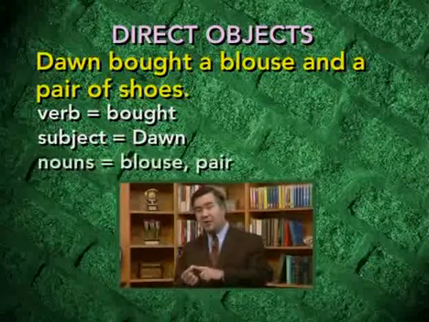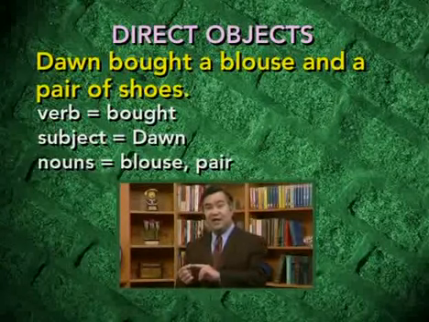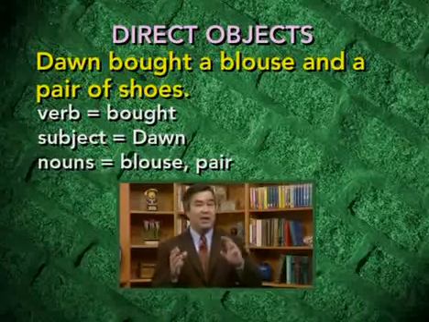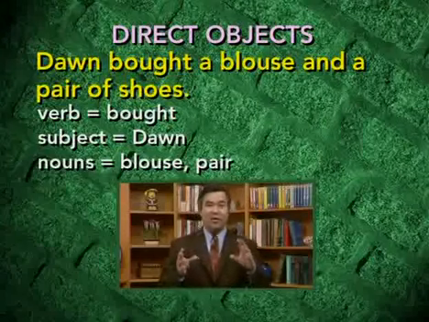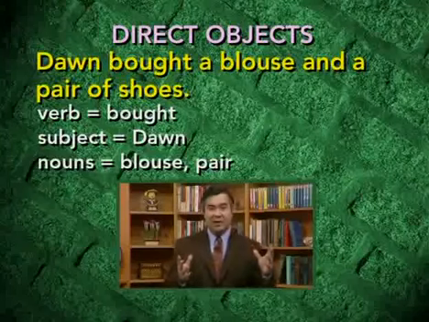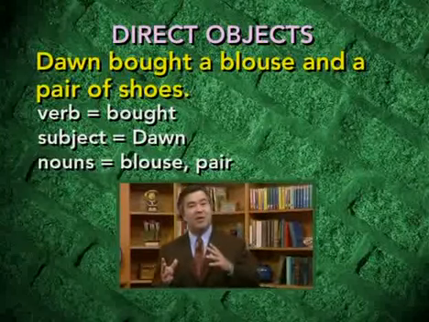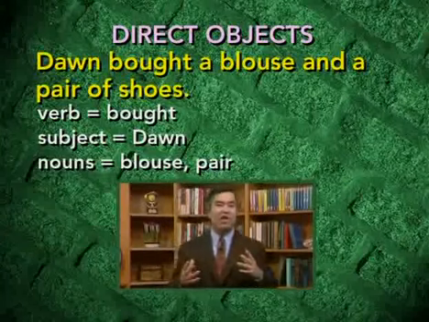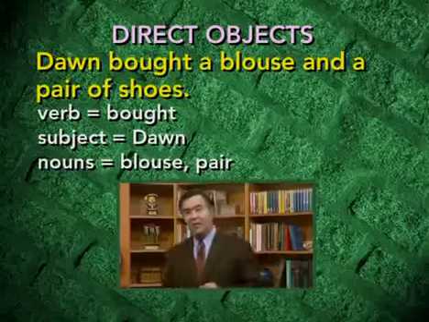She bought a blouse and a pair of shoes. The two main nouns in those phrases would be the direct objects, blouse and pair. The other words that are there give us a little more information. What kind of blouse? A blouse. What kind of pair? A pair, and a pair specifically of shoes. So those other words give us more information about what kind of blouse and what kind of pair.